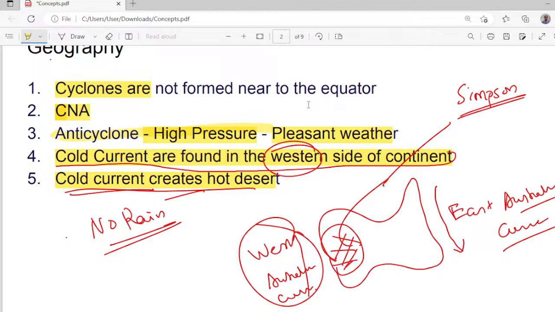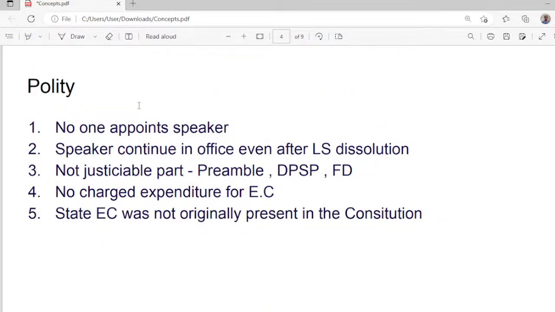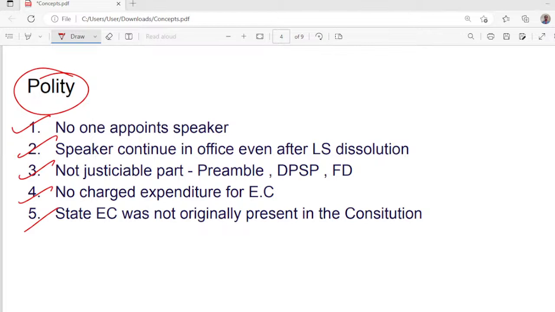Okay, fine. Now let us go into the next concept of polity. If anybody has missed out because of my connection, my power has come back again, but I don't know how long it will be there, so I have to connect again with the Wi-Fi. Please write down these points. All 5 points, write down. These 5 points are very important facts.